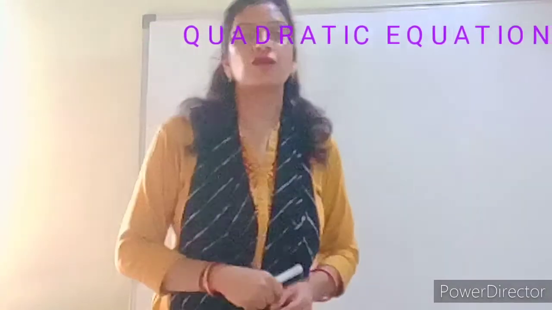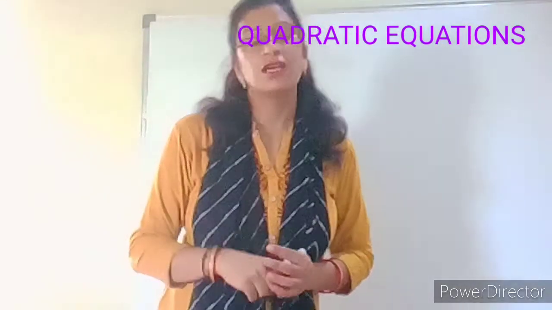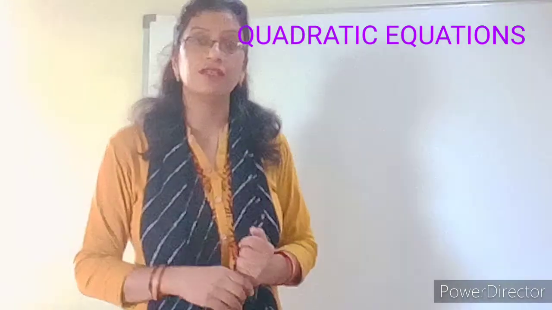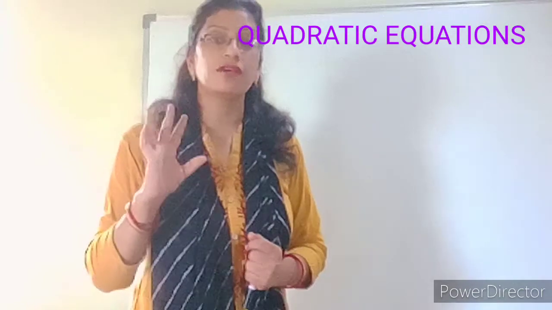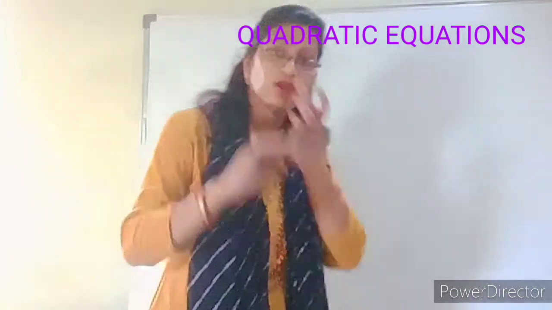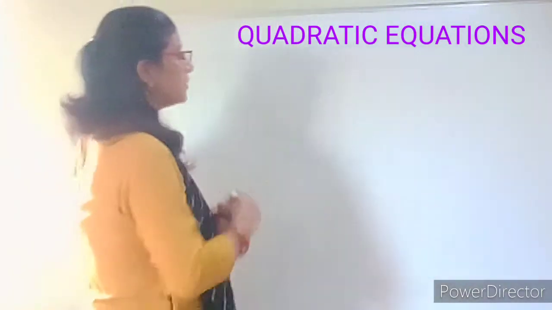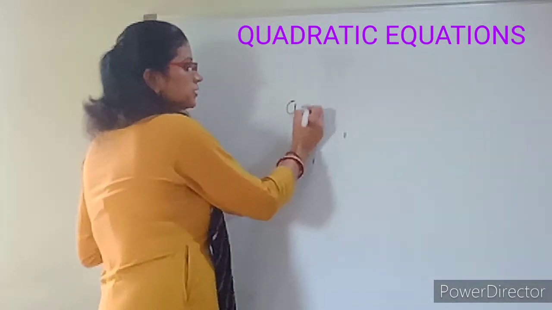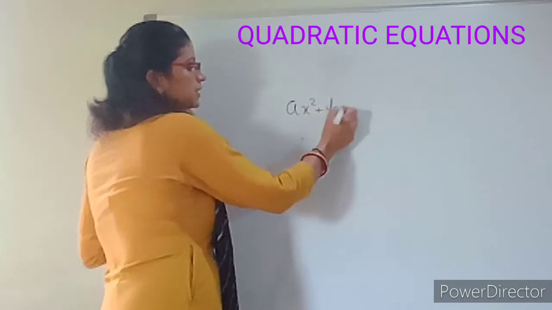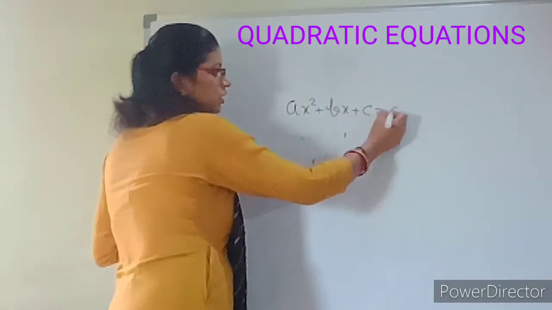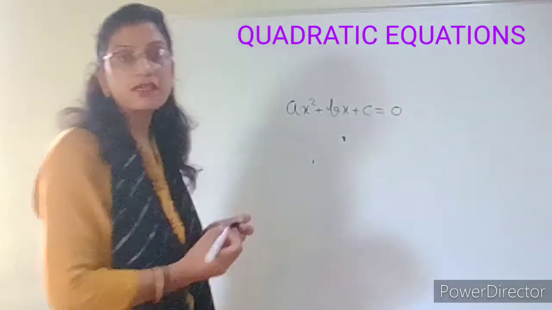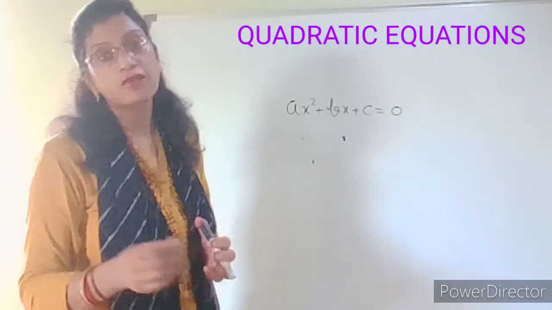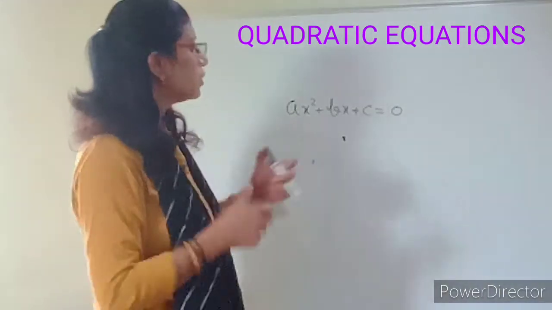In this video we are going to start quadratic equation exercise 4.3. For exercise 4.3 we have to use the quadratic formula. So what is the quadratic formula? Let us see. For ax square plus bx plus c equals to 0, we have to find the value of x.